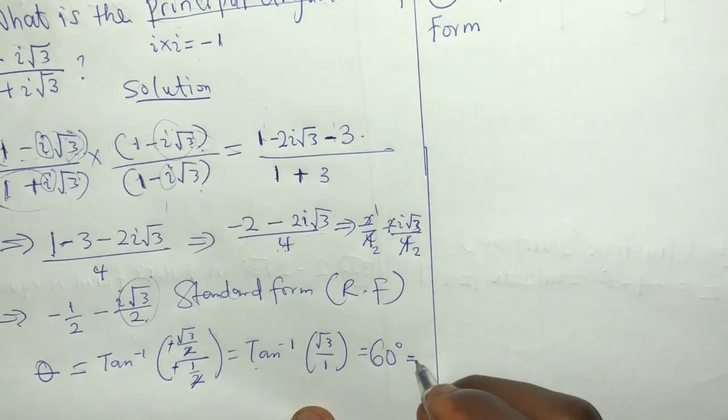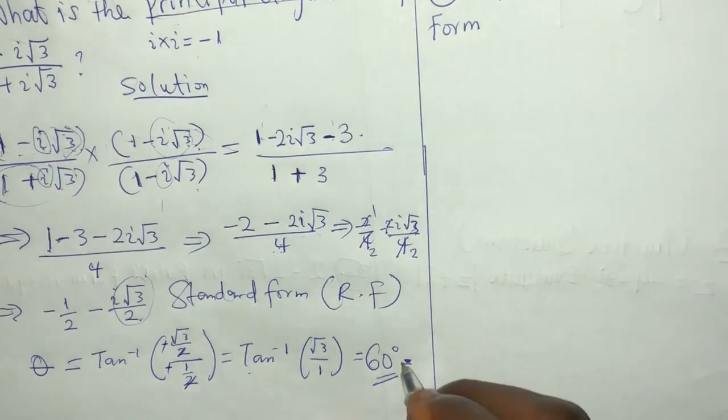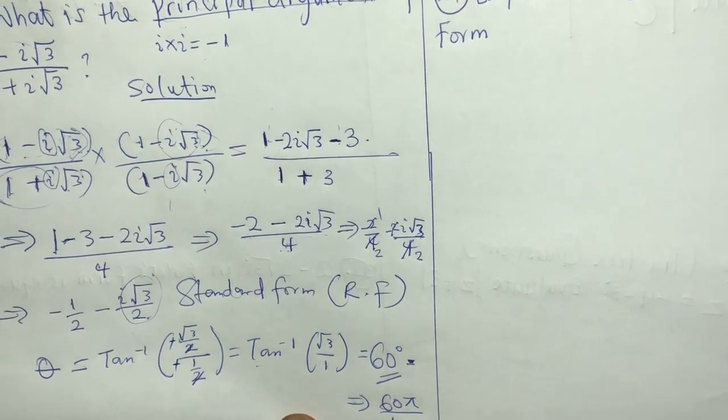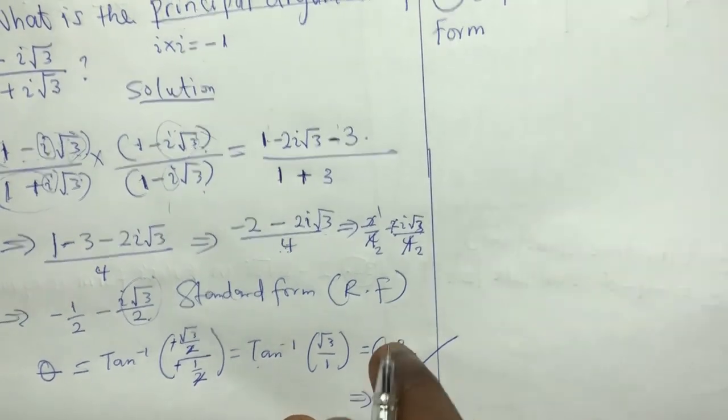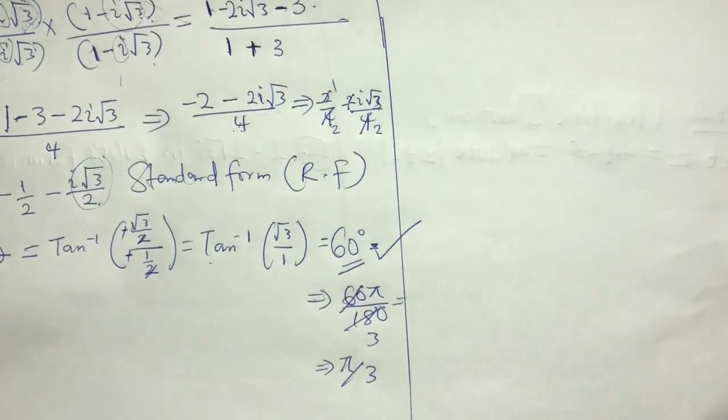And actually 60 degrees, since they say it is the principal argument, this is our answer. But ordinarily, in an ordinary argument, it's going to be 60 pi over 180. This is actually the answer you see in the CA. So 60 here 1, 60 here 3. It's going to be pi divided by 3.